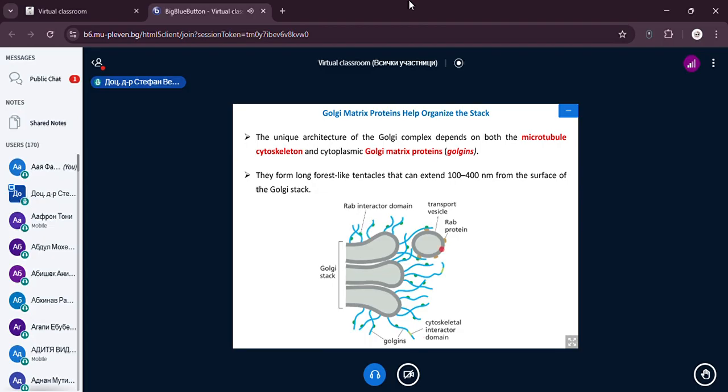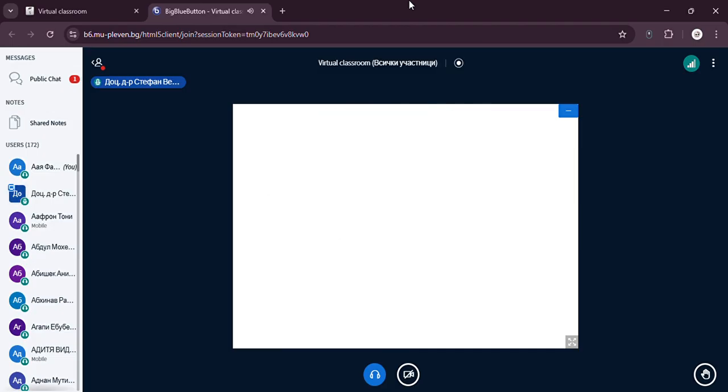If we use chemical substances which disrupt the cytoskeleton, there are such drugs used to treat cancer, usually we see a disruption of the Golgi complex in these cells, which interferes with the proper metabolism of the cell, and the cell dies. So, interaction between Golgins and microtubules is essential for proper structure and function of the Golgi apparatus.